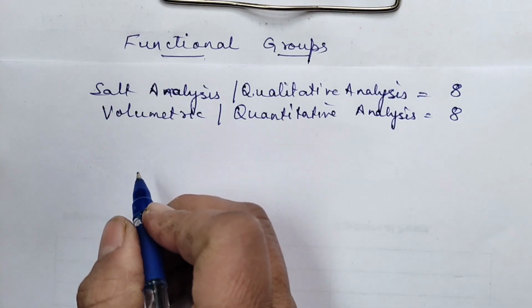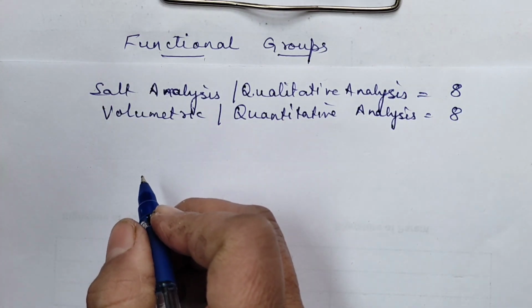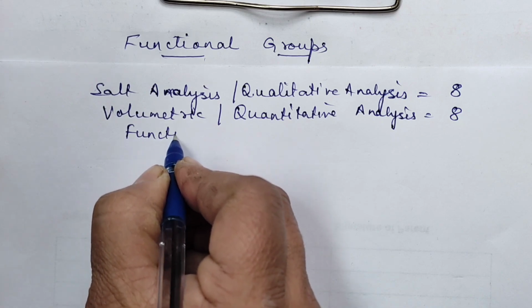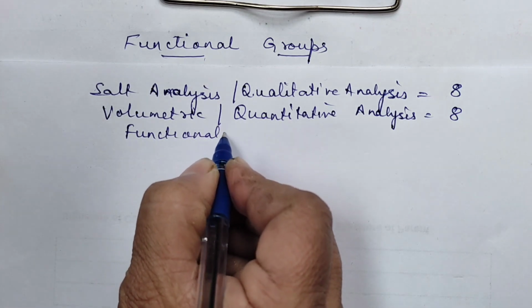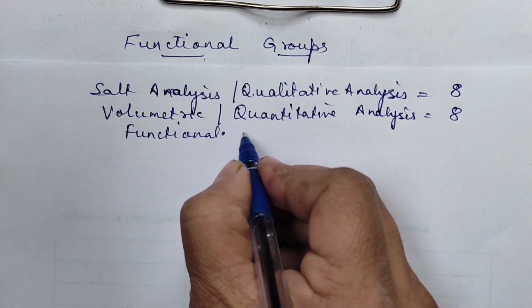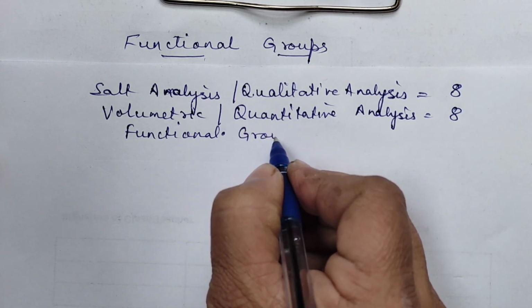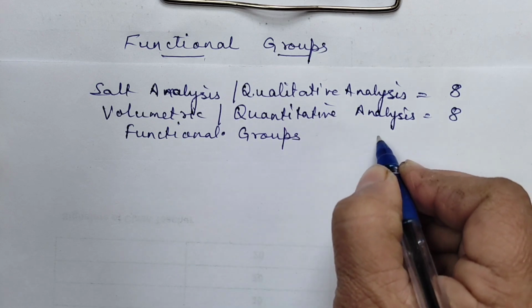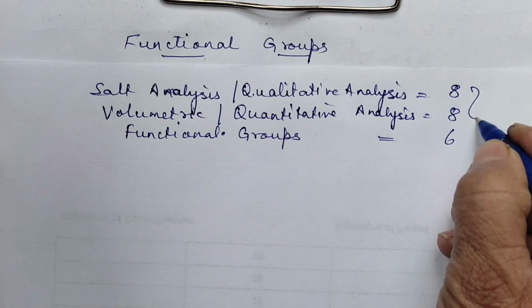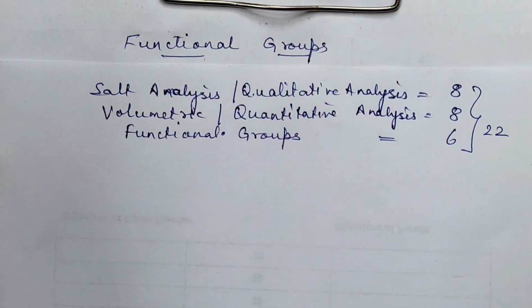Okay, and you will have one content-based experiment. In the content-based experiment, one of the experiments can be functional group. You can be given foodstuff experiment, chromatography. Since I'm talking about functional group in this video, I'm writing that this would be 6 marks. So if you add up, this comes out to be 22 marks.